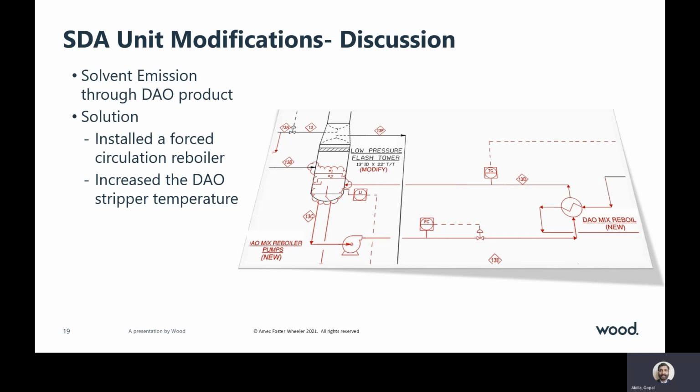Now, what is the solution? A forced circulation reboiler is added in place of the thermosiphon reboiler, where you can see a pump added at the bottom, and this has essentially eliminated the downtime and provided consistent stripping temperatures to recover solvent from the DO. This modification helped in reducing the concentration of the solvent in the DO product to almost a ppm level, thereby eliminating emissions from the DO storage area.